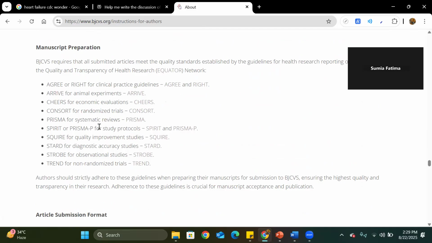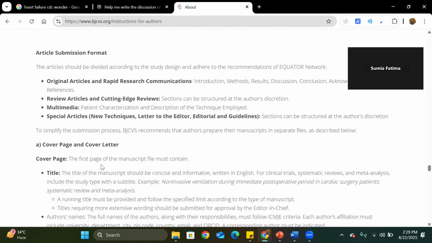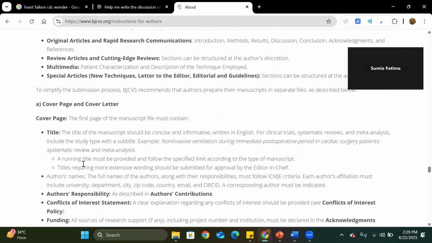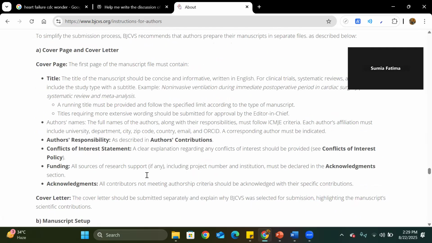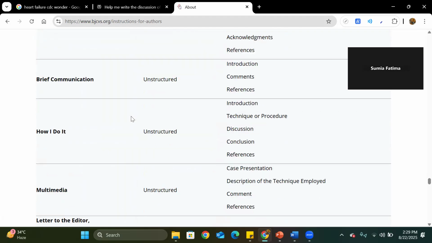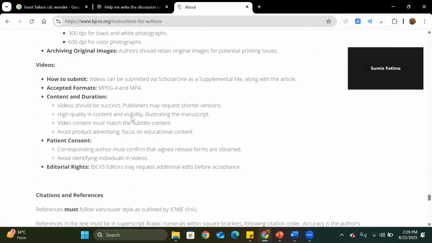Okay, and there are different ones for randomized controlled trials, for study protocols, for quality improvement studies, for observational studies, for non-randomized trials. You have to follow these checklists. I will make you guys go through one of these checklists after this. Okay. Then further, they have explained that your cover page should contain this information, and then the manuscript and this stuff. Okay. So you have to make sure your article is written in this way.